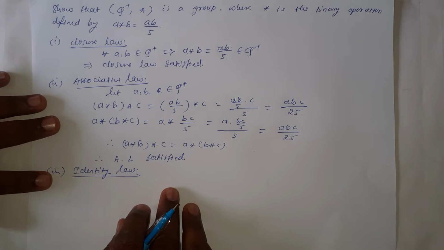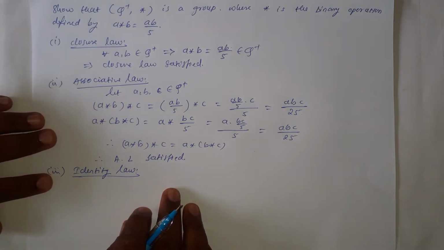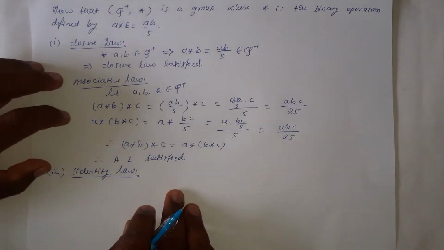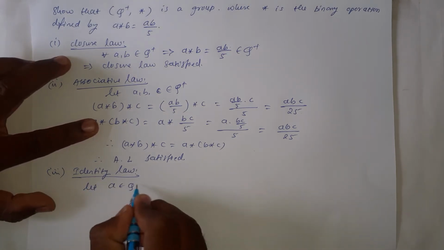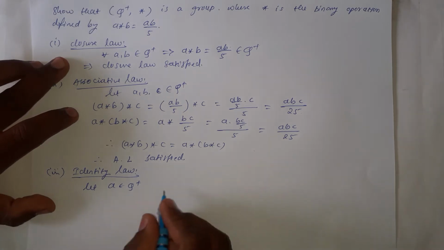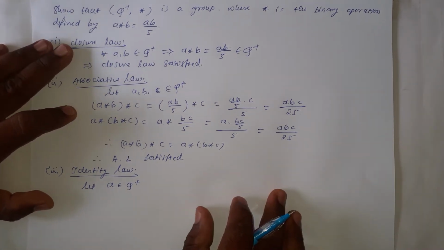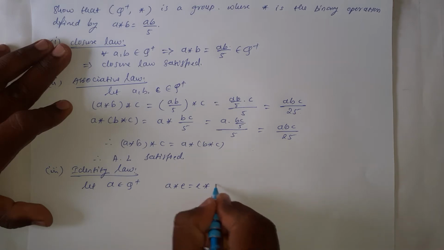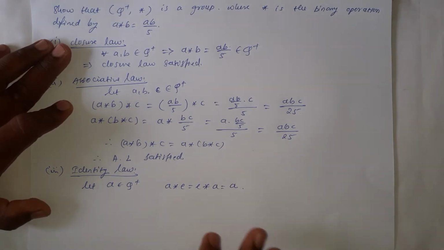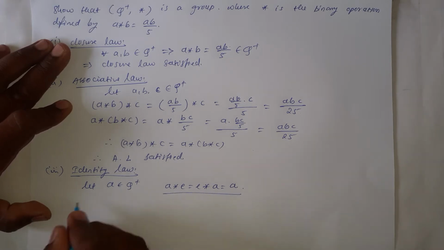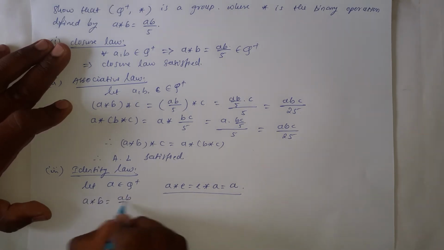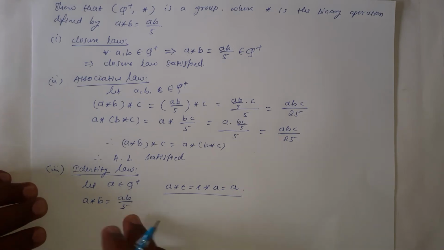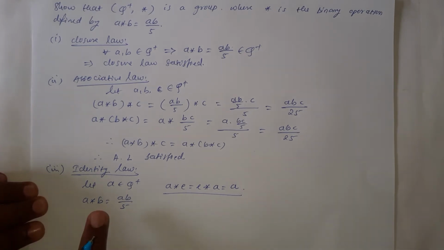Identity law. Here the binary operation is A star B is equal to AB divided by 5. Now, let A belong to Q plus. The general statement of the identity law is A star E is equal to E star A is equal to the element A itself. But here it is given that A star B is equal to AB divided by 5. That is the given definition of the binary operation. Then we need to find the identity element for this binary operation.